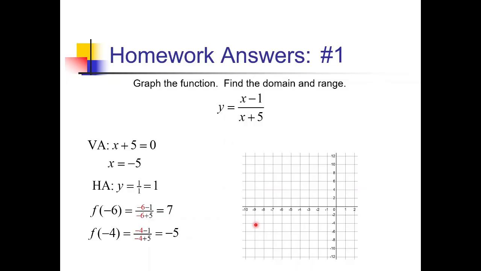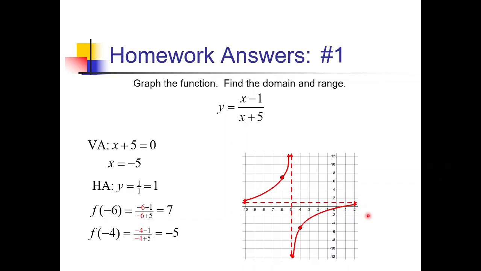Graphing all this out, we have our x equals -5 vertical asymptote right here, and horizontal asymptote at y equals 1, which is about here. We have the additional point -6, 7, which is up here. And then we have -4, -5 down here. So there's one branch, and there's my other branch.